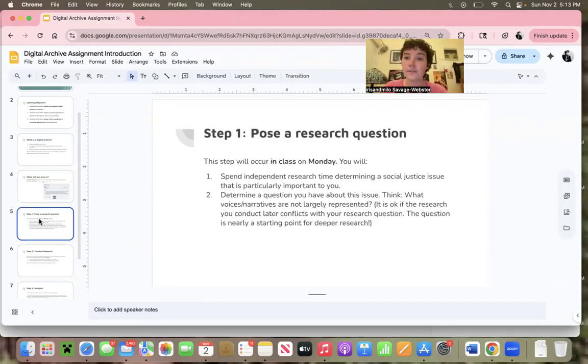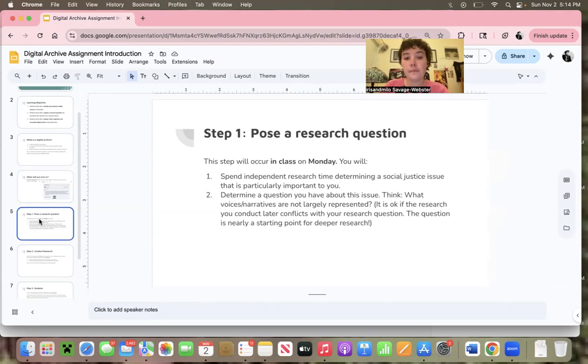So here's the first step for the digital archive assignment. We're going to be posing a research question individually. So this step will occur in class on Monday. And I'll have you spend independent research time determining a social justice issue that is particularly important to you. Maybe one will pop into your head right away, or maybe you'll need some class time to figure out what that's going to be.